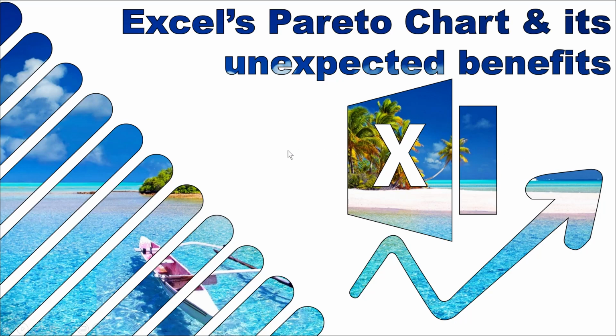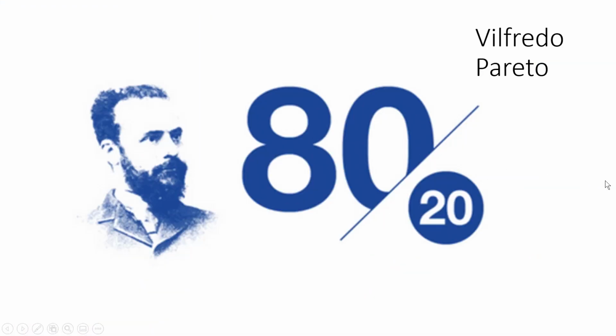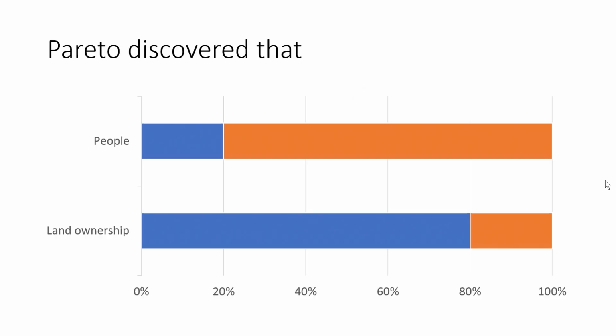So, first let's explain a little bit about the Pareto chart. This guy called Vilfredo Pareto in Italy came up with this concept called the 80-20 rule, or the Pareto principle. Now what that means is he started noticing things where 80% and 20% were linked. For example, he noticed that 20% of the people owned 80% of the land in Italy. And a few of these other kind of situations where there was 20-80.